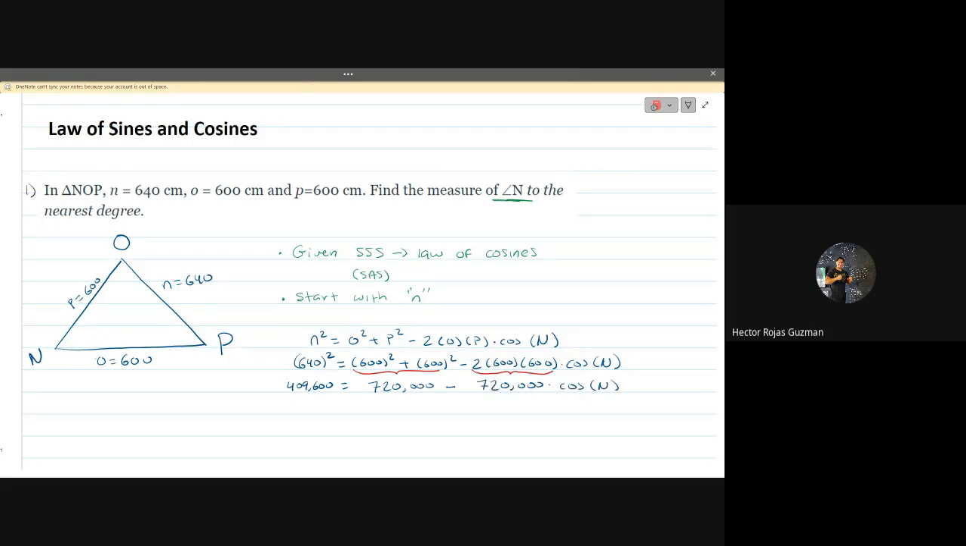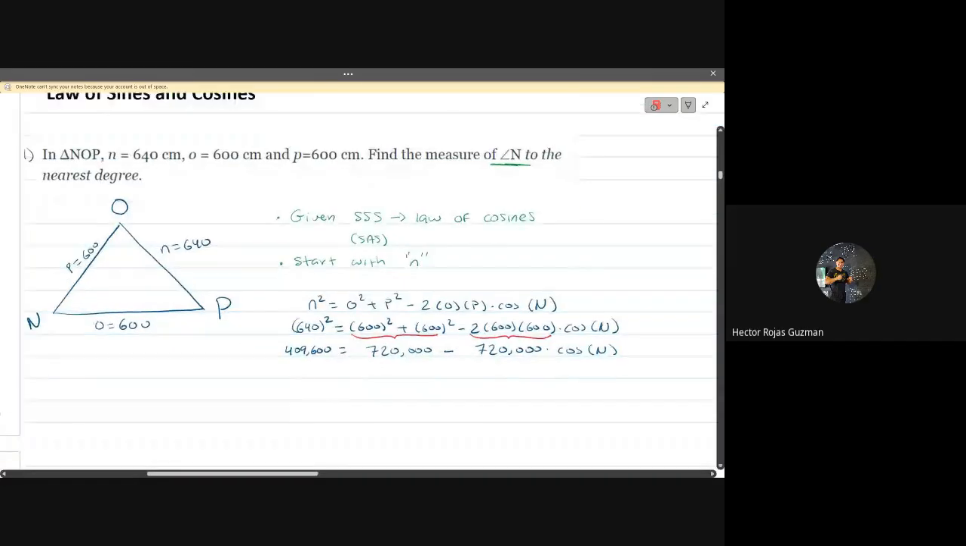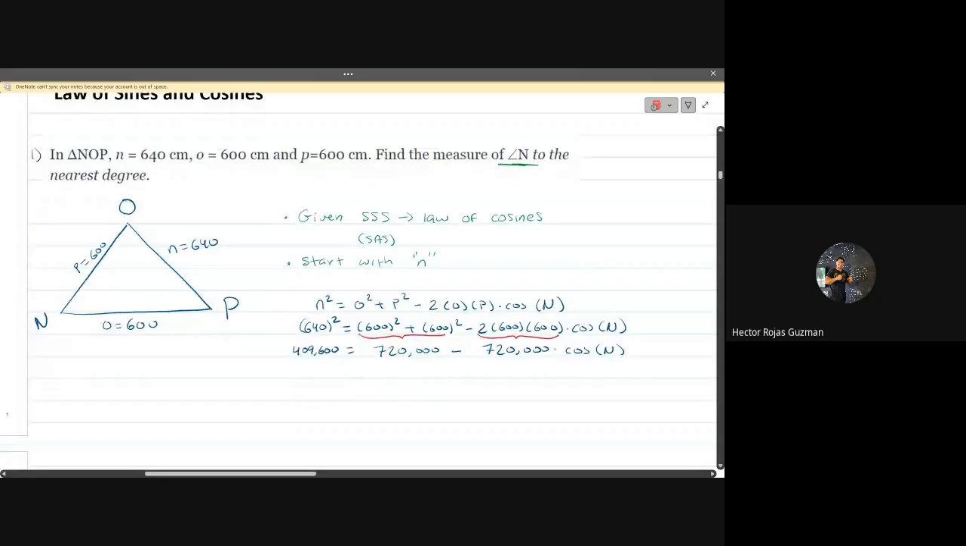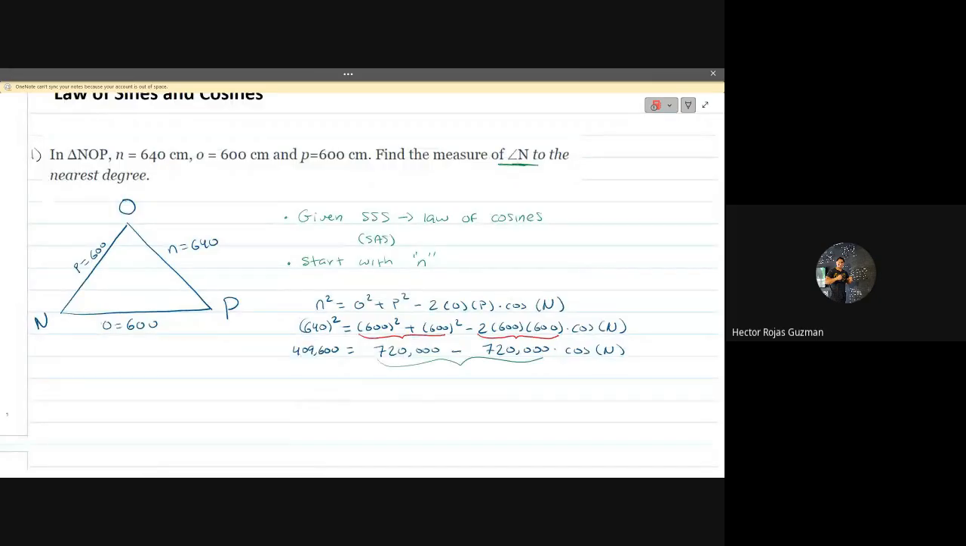Okay. Now, the next step is pretty crucial. A lot of students want to take these numbers and subtract them, but you can't subtract them. We would have to multiply these first before we subtract because of PEMDAS. Multiplication comes first in the order of operations. So again, we can't do that. So what I'm going to do is subtract 720,000 from both sides. These cancel.